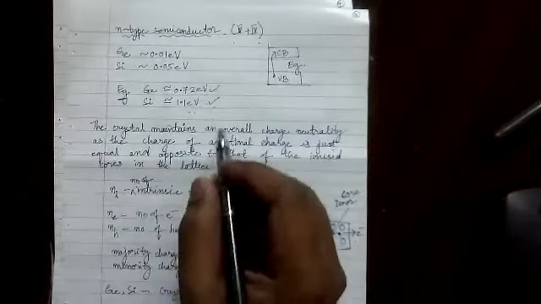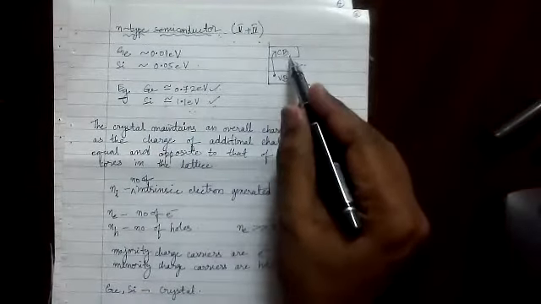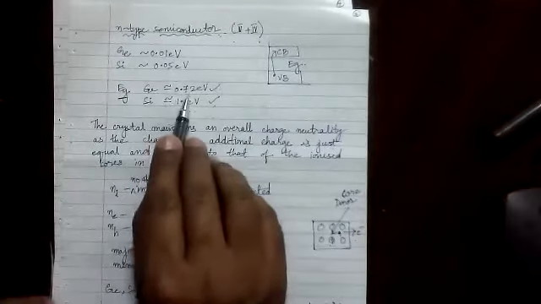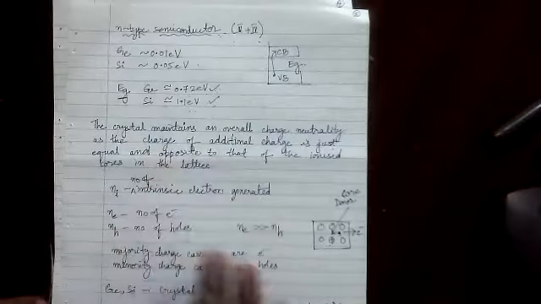Now for germanium, the gap between the valence band and conduction band, how much energy is required? You require 0.72 electron volt for germanium. For silicon it is 1.1 electron volt. Now you might ask, what is this value then, sir? Actually this value is for the Fermi level.